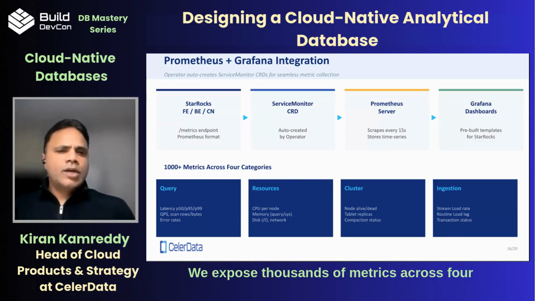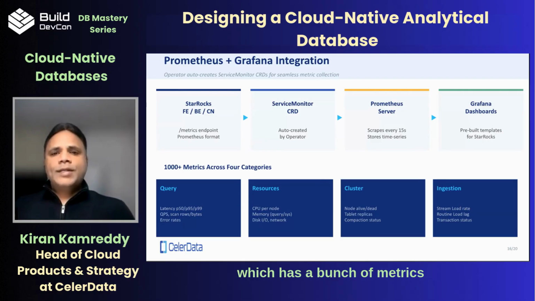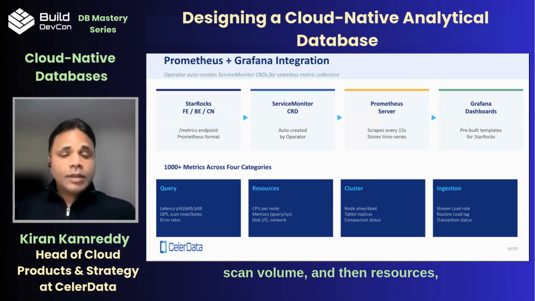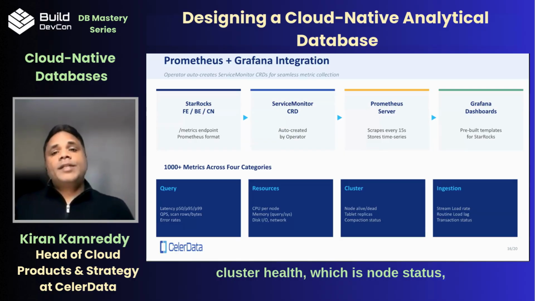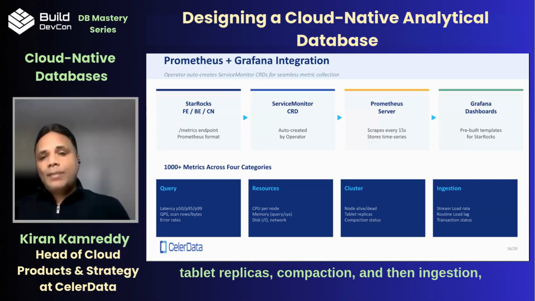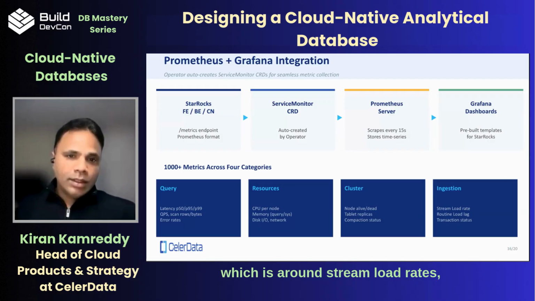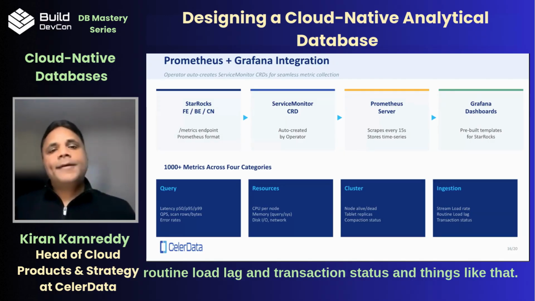We expose thousands and thousands of metrics across four categories. Query performance, which has a bunch of metrics around latency percentiles, QPS, and scan volume. Then resources, specifically CPU, memory, and disk I/O per node. Cluster health, which is node status, tablet replicas, and compaction. And then ingestion, which is around stream load rates, routine load lag, transaction status, and things like that.